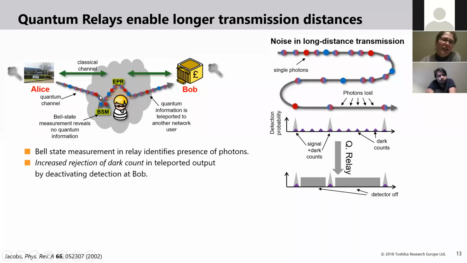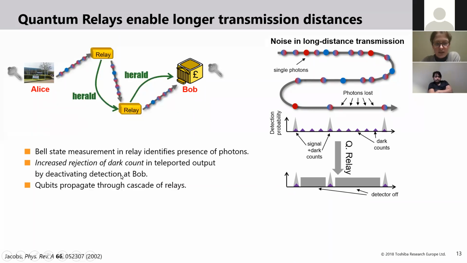These photons interfere with Alice's incoming photon, a Bell state measurement is performed, and this Bell state measurement heralds the arrival of the second photon of the entangled pair to Bob. And this heralding enables this action of switching off detectors whenever you don't need them, so that the dark counts are rejected by an increased amount and the signal to noise increases.